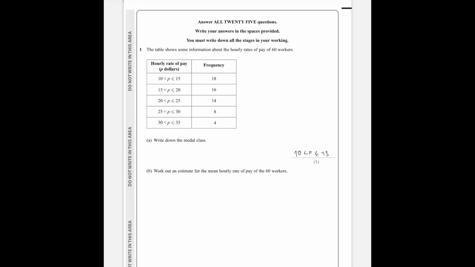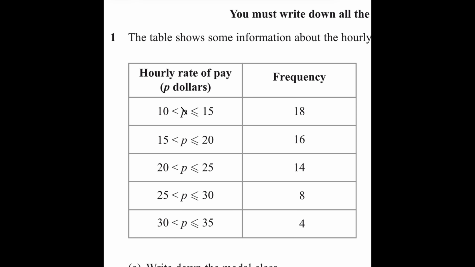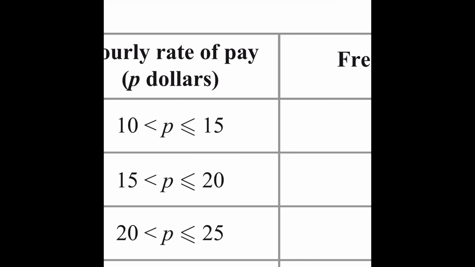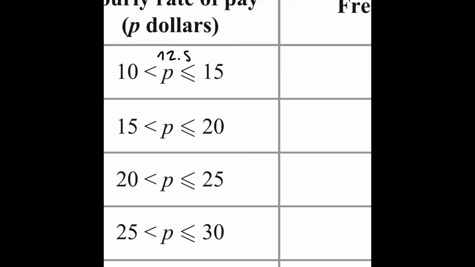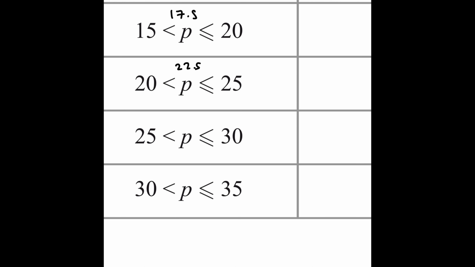Now, work out an estimate for the mean hourly rate of pay of the 60 workers. And it's 4 marks, so this is quite a nice question because it's quite simple. So what you have to do is you have to find the middle value of all of these hourly rates. So what I mean by middle value is, for example, the middle of 10 and 15 is going to be 12.5. The middle of 17 and 20 is going to be 17.5. The middle of 20, 25, it's 22.5, and then just keep going.